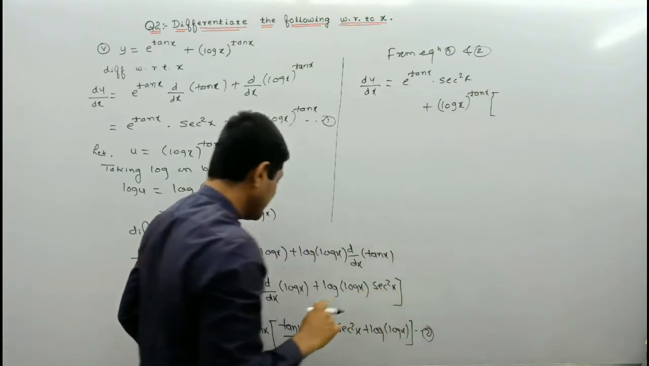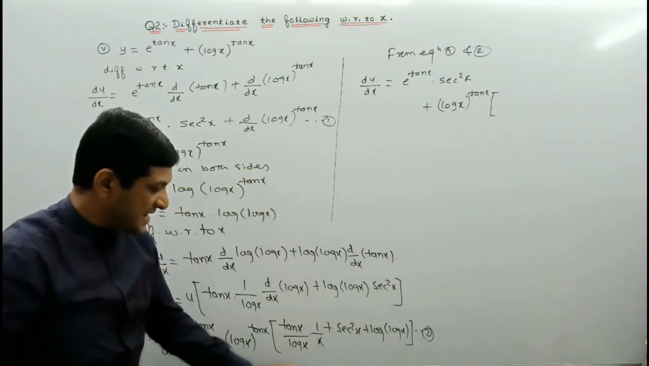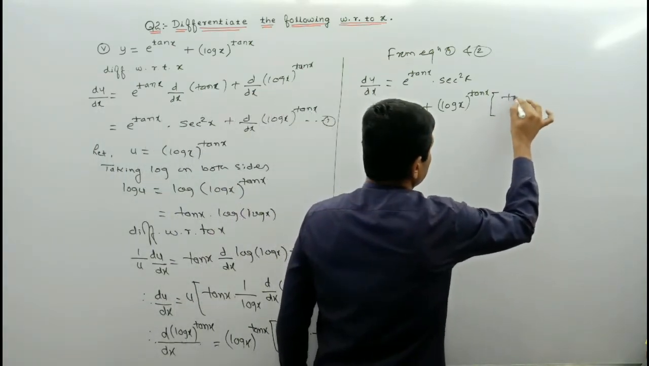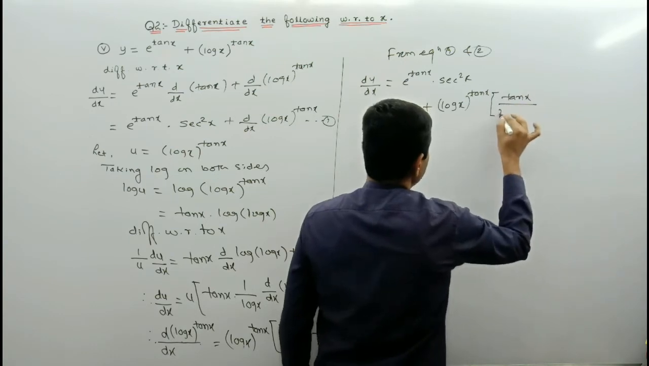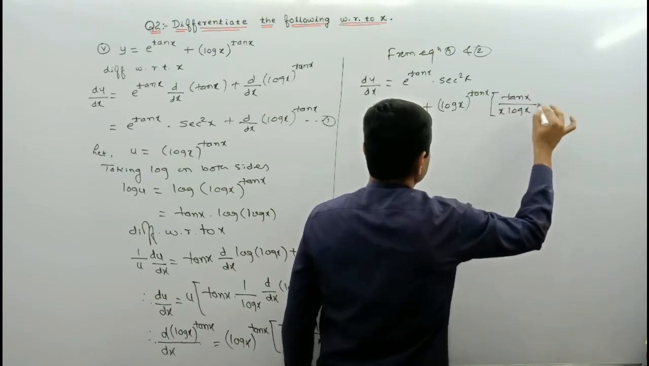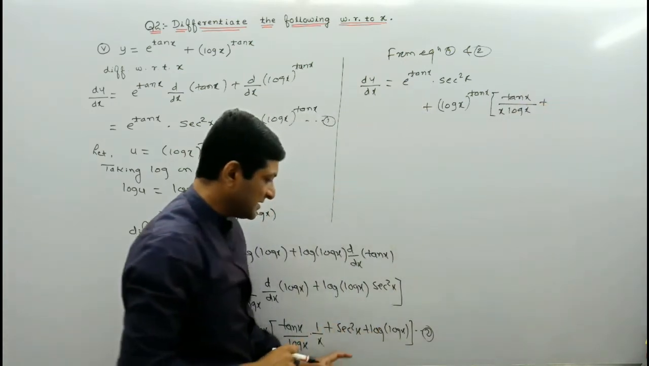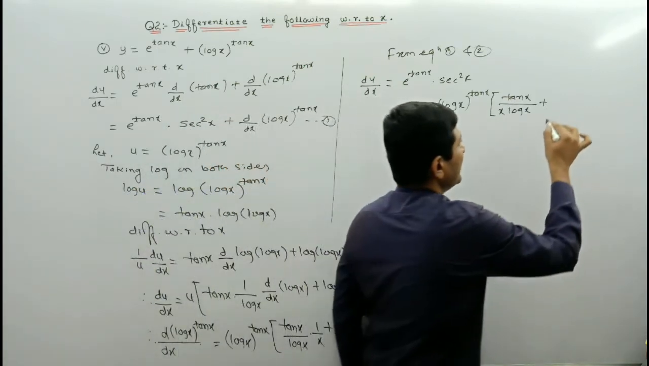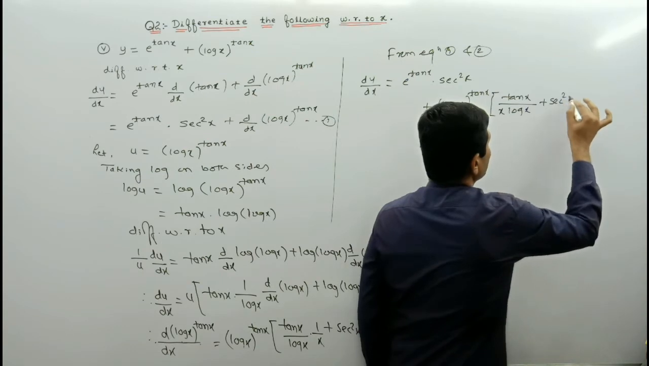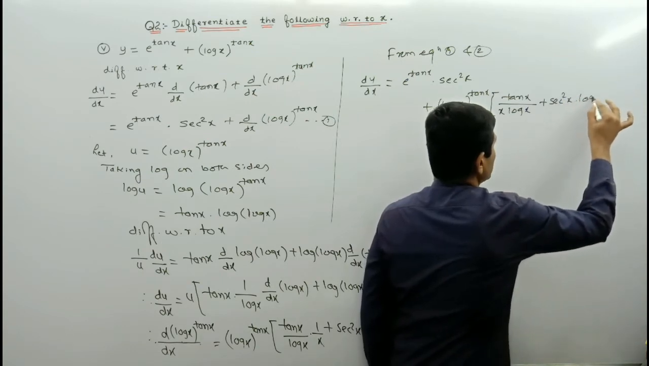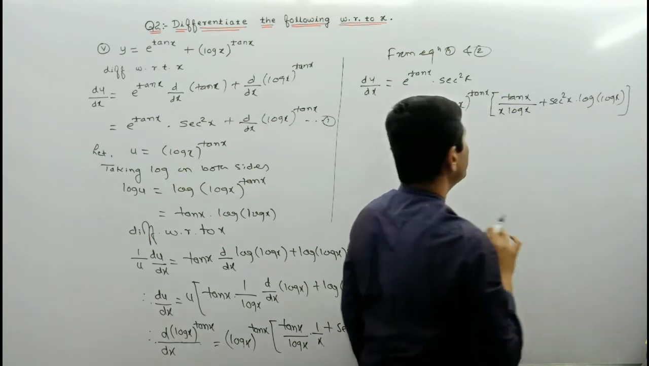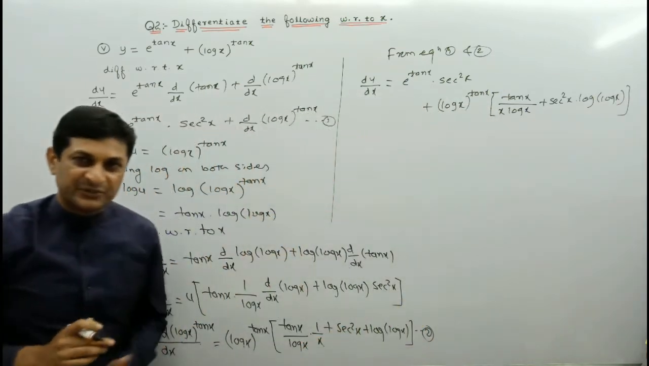into what? What is the first term? Tan x into 1 means tan x, and in the denominator x log x, means what result we are getting here? Tan x divided by x log x plus, and what is the second term? Sec square x into log of log x. So sec square x into log of log x. In this way we have got the differentiation of this function.